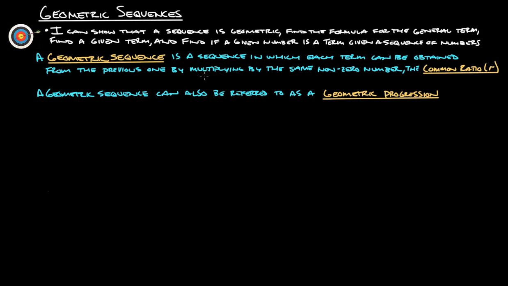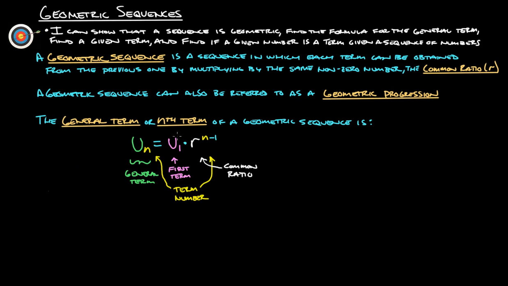Please note it says by multiplying, because sometimes the number is actually going down, so people often want to say, oh, I'm dividing by 2 each time. You don't want to say dividing by 2, you want to say multiplying by a half instead. So it's always what you're multiplying by, because that gives you your common ratio. A geometric sequence can also be referred to as a geometric progression.